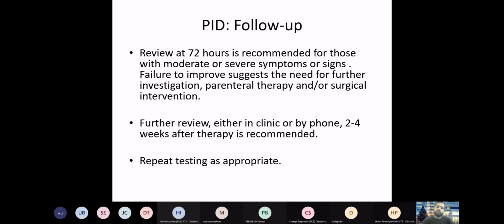For the follow-up, review at 72 hours is recommended for those with moderate to severe symptoms or signs, and failure to improve suggests a need for further investigation, IV therapy, or surgical intervention. Further review in the clinic or by phone can be done in the community, in the sexual health clinics, in the GP surgeries. Review 2 to 4 weeks after therapy is recommended to assess compliance, progress of the disease, and repeat testing as appropriate. Repeat testing for chlamydia is at 3 to 5 weeks, and for gonorrhea at 4 weeks.